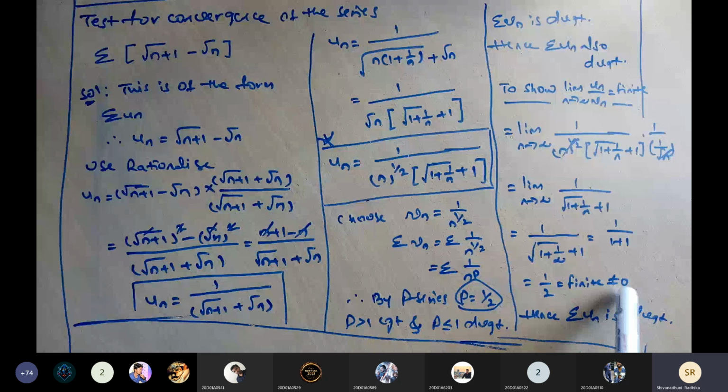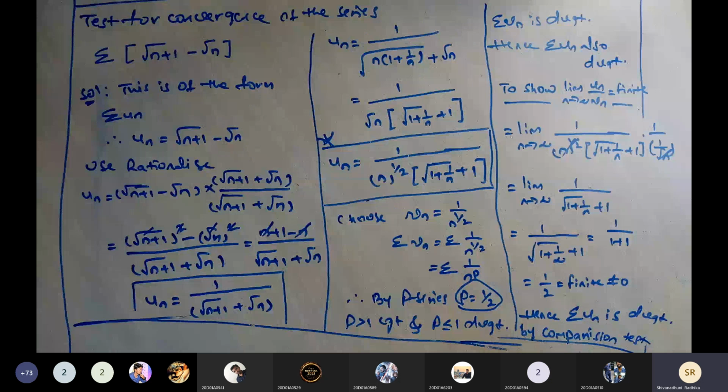Is it clear? Ma'am, to show that Un goes to infinity, then what is n, ma'am? Question once again, repeat. Limit n tends to infinity Un by Vn: suppose we are getting infinity, right? That is your question.